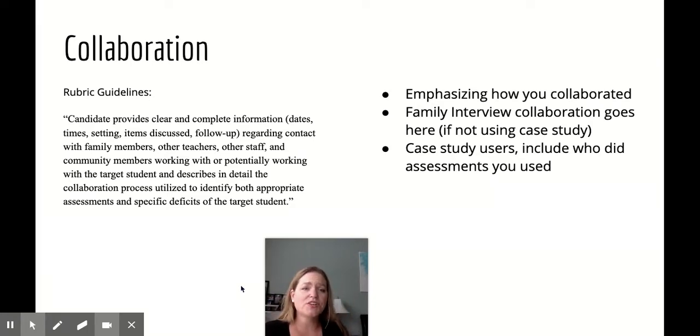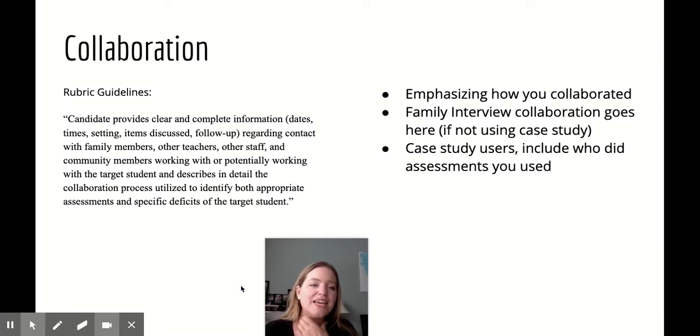So in this section, you're emphasizing how you collaborated with others in order to get all of the assessment information for this student. If you are using one of your own students for this project, then you're going to talk about the family interview that you did. Not necessarily all the results, but what kind of collaboration did you do with them? When did it happen? What other teachers or related service personnel did you collaborate with in order to get all of the information that is needed for this assessment and for your student?